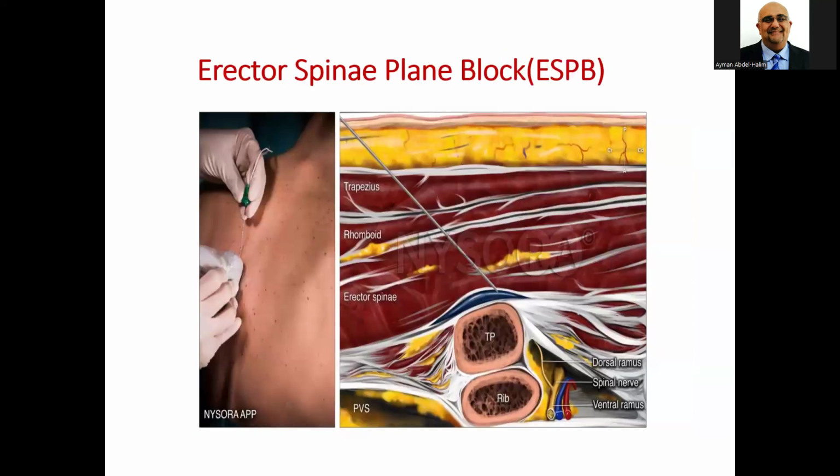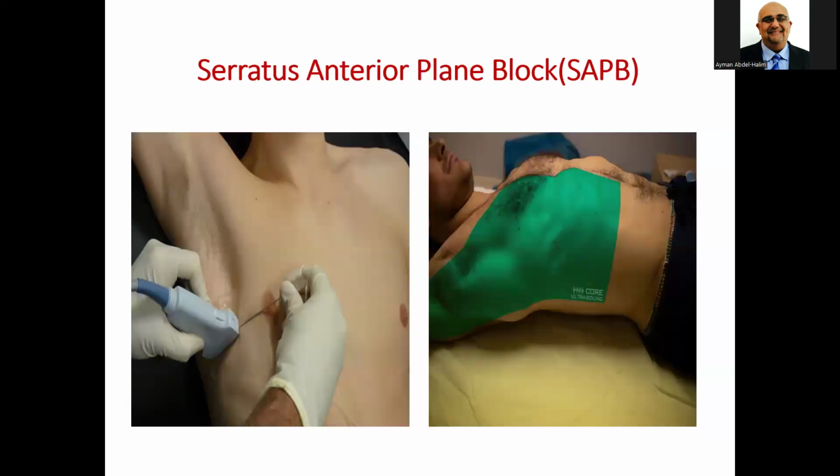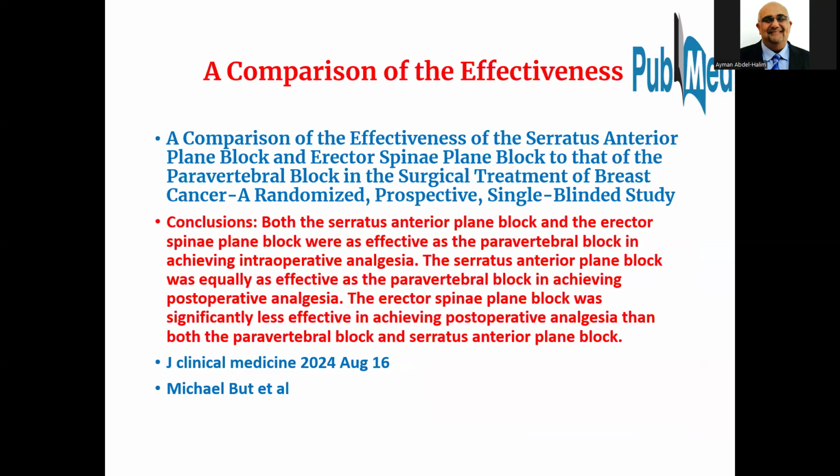Like erector spinae plane block, I'm not going to go through the techniques because this is a separate presentation by itself. Just try to remember the names. Serratus anterior plane block. There's a newly published article that compared the serratus anterior with the erector spinae and the paravertebral block.